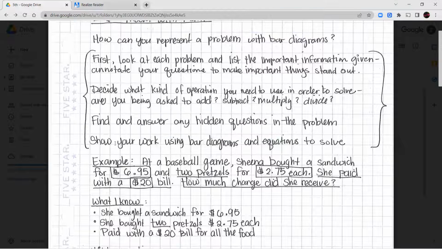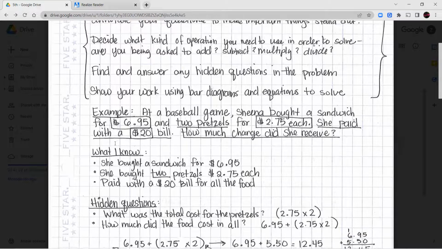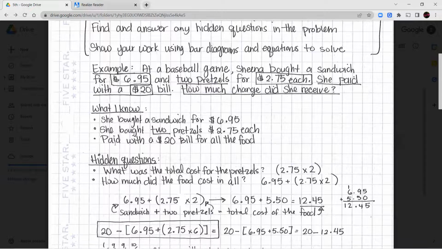Now let's take a look at our first example. At a baseball game, Sheena bought a sandwich for $6.95 and two pretzels for $2.75 each. She paid with a $20 bill. How much change did she receive? Now, what I know from this question is that she bought a sandwich for $6.95. She bought two pretzels, and each one of them cost $2.75, and she paid with a $20 bill for all of the food. Now, my first hidden question was, what was the total cost of the pretzels? And my second hidden question was, how much did the food cost in all?